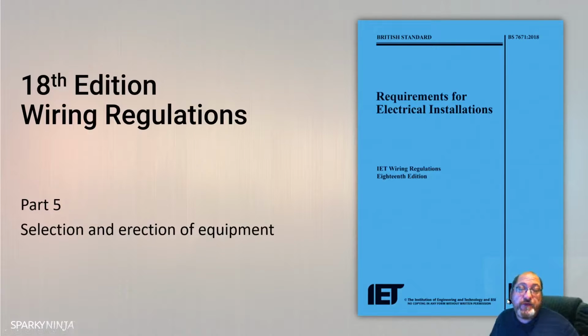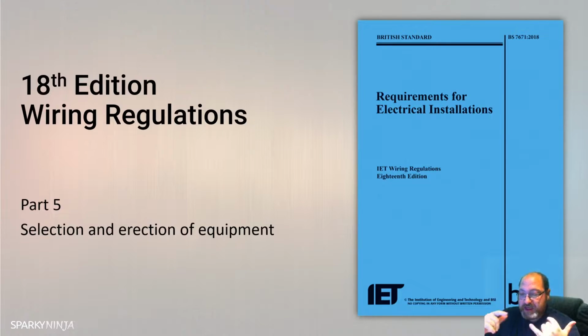Okay, moving on to part 5 now. Part 5, selection and erection of equipment, is broken down into 6 chapters, chapters 51 through 56. Now, chapter 51, which is what we're going to cover here, is common rules, and this is information that is relevant to all of the other chapters.